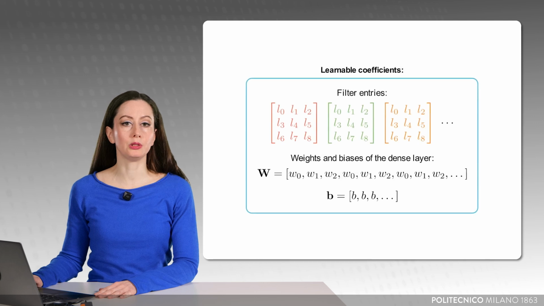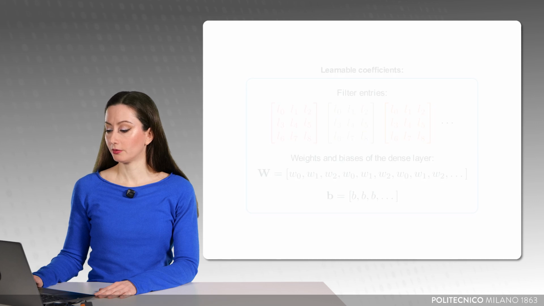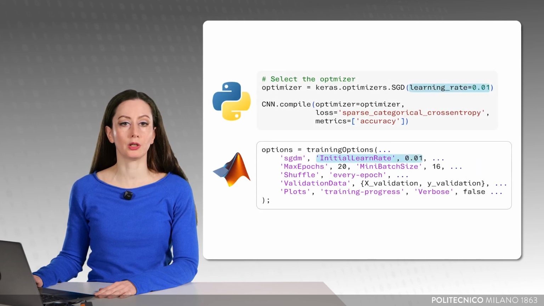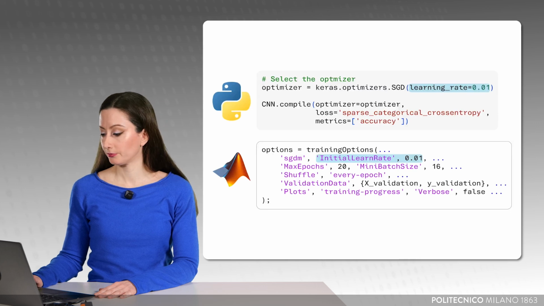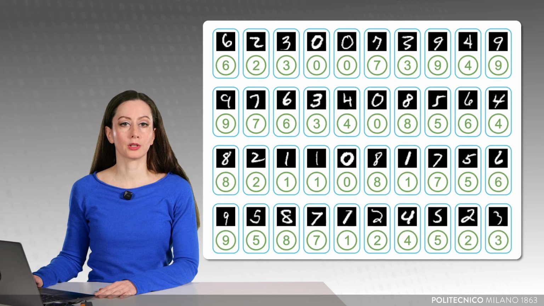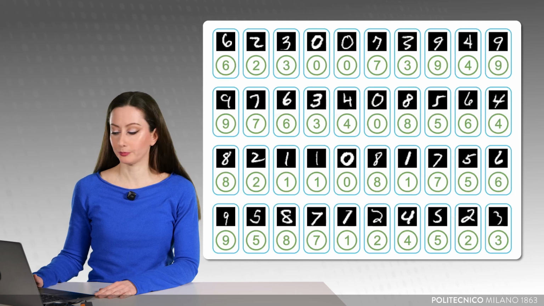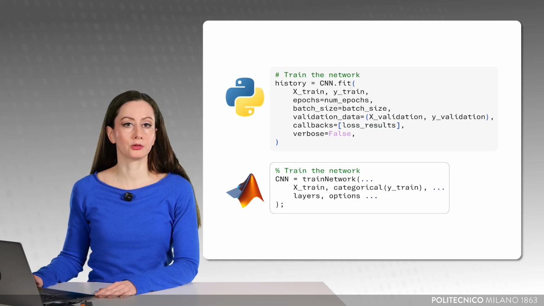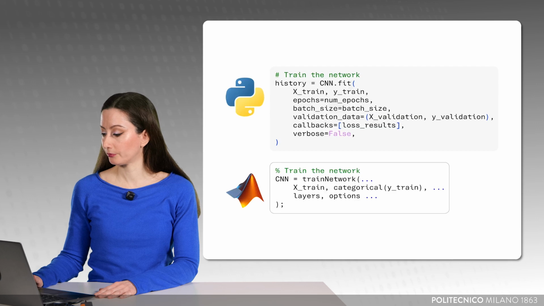But the network cannot be used as it is. We need to first optimize its coefficients. To do it, first we define some options for the optimizer, in particular the learning rate. And then we perform training, showing the neural network a large set of examples. In Python, with TensorFlow, training is done with the method fit, while in MATLAB the corresponding function is trainNetwork.